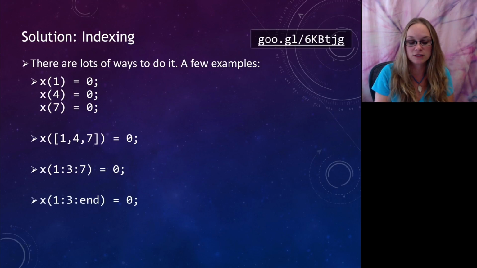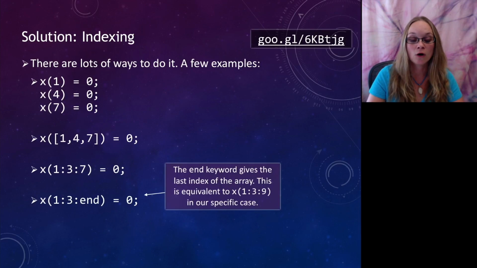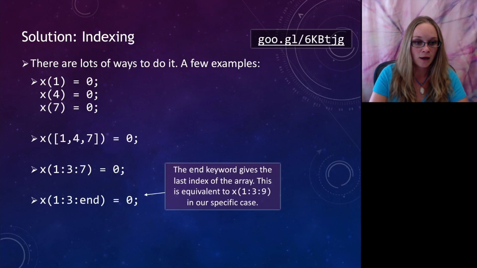If you want to make it a little bit more flexible, you can use something called end. The end is a special word in Matlab, and it gives the last index of the array. So it's actually quite nice when you are trying to make a program or a piece of code work for a matrix that doesn't have a specific size. So in our case, end means element 9. So it would go all the way up until it hit 9 here.